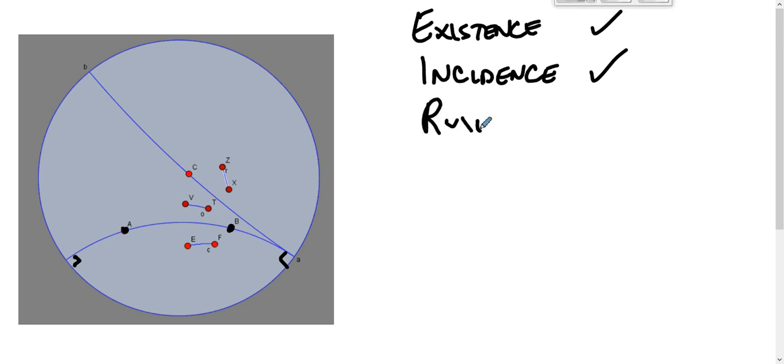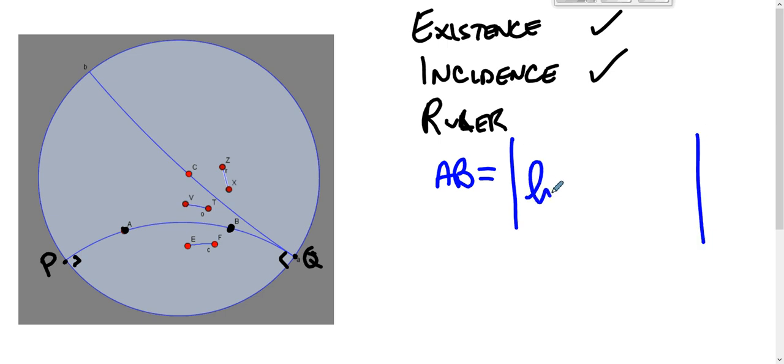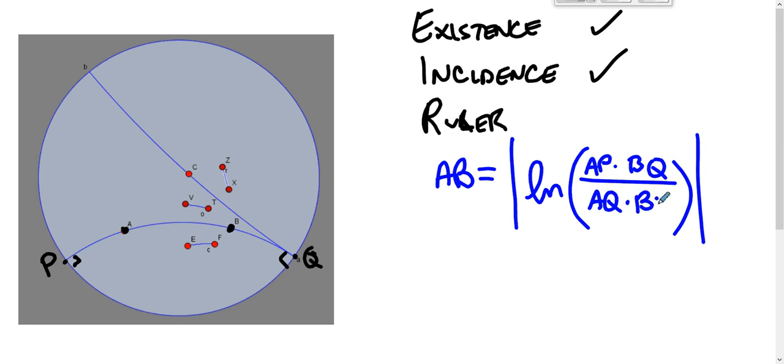Okay, yeah, you're saying. But what about this one? What about the ruler postulate? We've got to show that there is a distance between A and B, and that distance can be any real number. Well, let's call this intersection point P and this intersection point Q, and let's define the distance AB as the absolute value of the natural log of AP times BQ over AQ times BP.